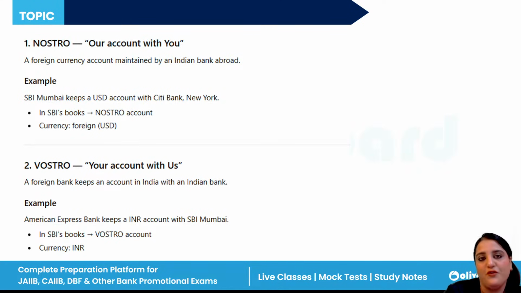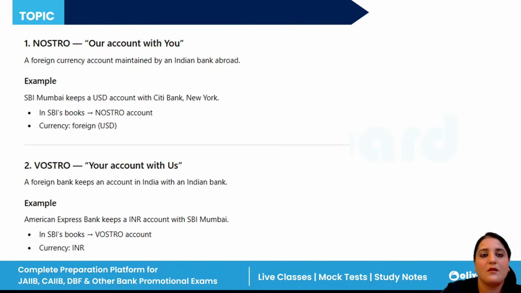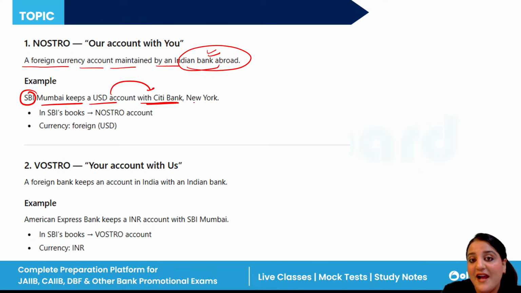What is the meaning of Nostro, Vostro, and Loro account? When a foreign currency account is maintained by an Indian bank abroad, that is called a Nostro account. SBI Mumbai keeps a US dollar account with Citibank New York, that is called a Nostro account.